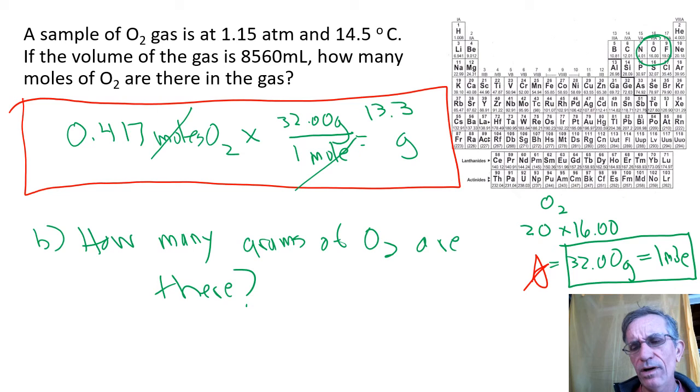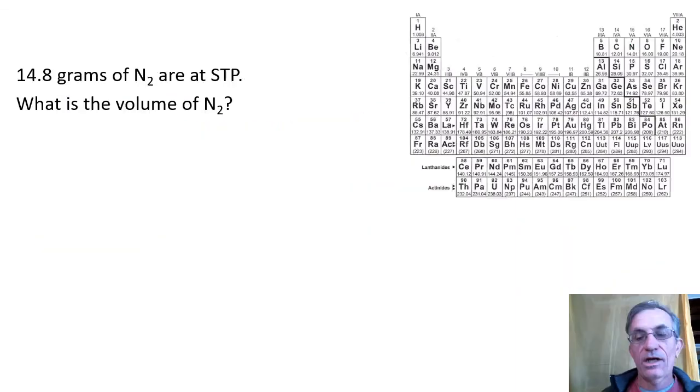I want to show you one more question in this video that's going to use PV equals nRT. Let's do one more example in this part. Another example. Let's look at the question, it's over there on the left. 14.8 grams of nitrogen are at STP. What's the volume of the nitrogen? Oh man, this seems a little different, doesn't it? 14.8 grams of nitrogen are at STP. What's the volume of the nitrogen?